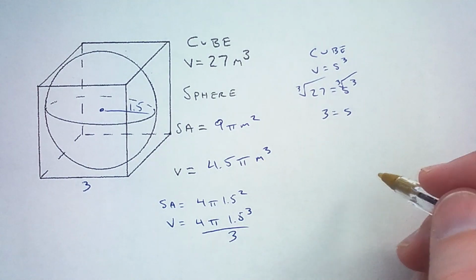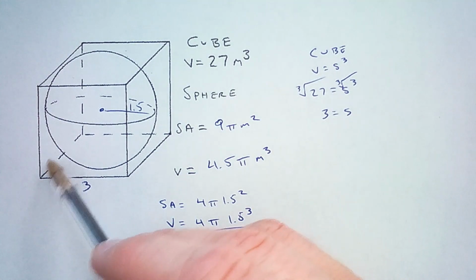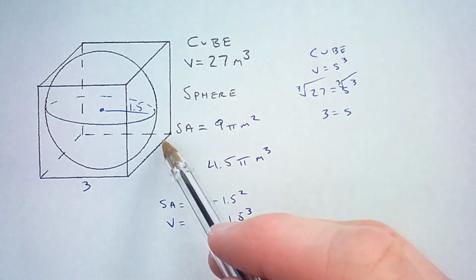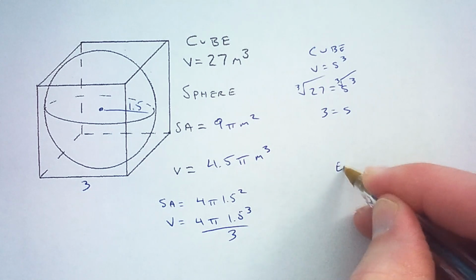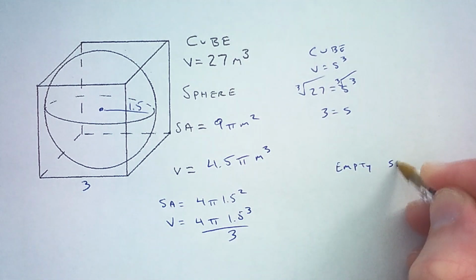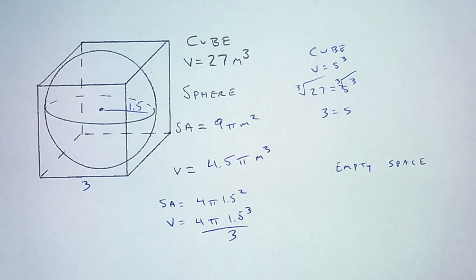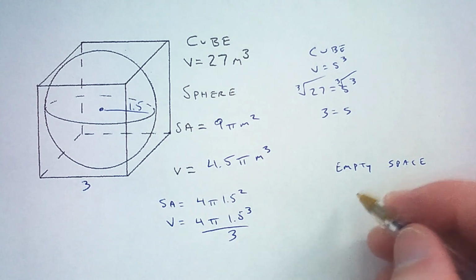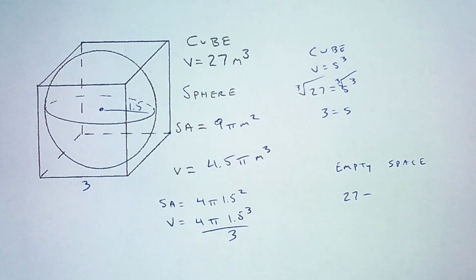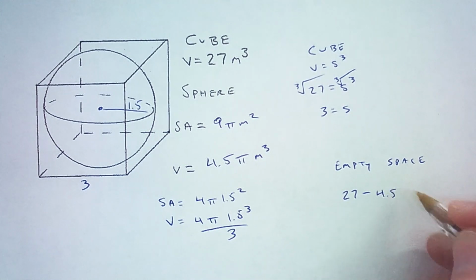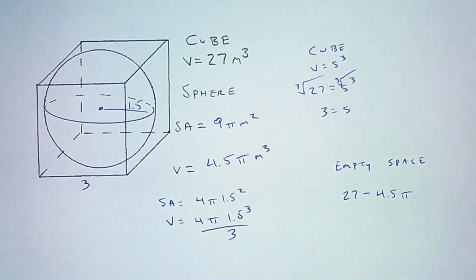Now let's add to this. We're going to find the empty space left over. So in these corners around the outside of the sphere but still inside the cube, let's find that empty space. Okay, so to find the empty space, we take the volume of the cube, which is 27, and we subtract the volume of the sphere, which is 4.5 pi.